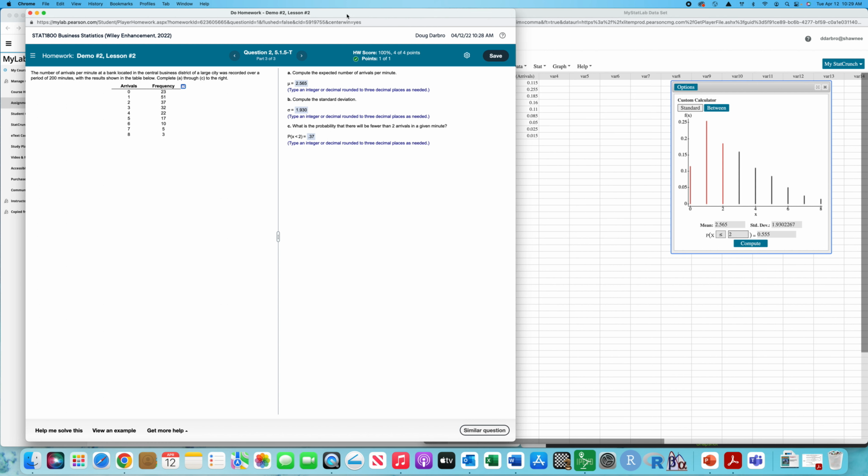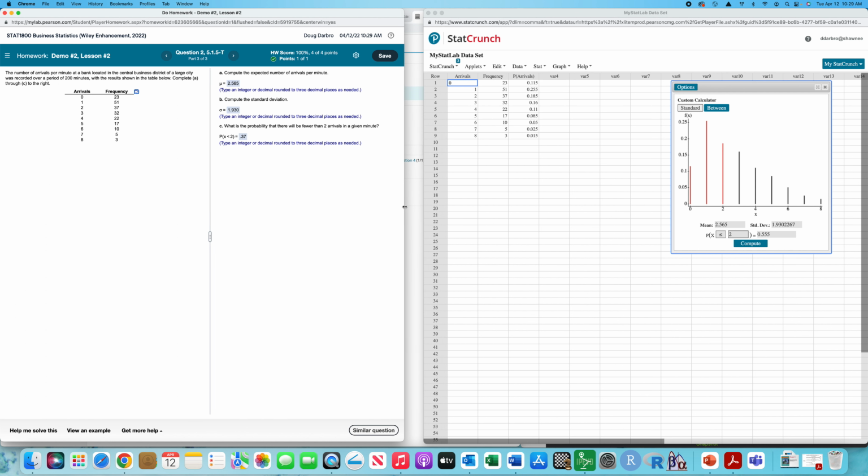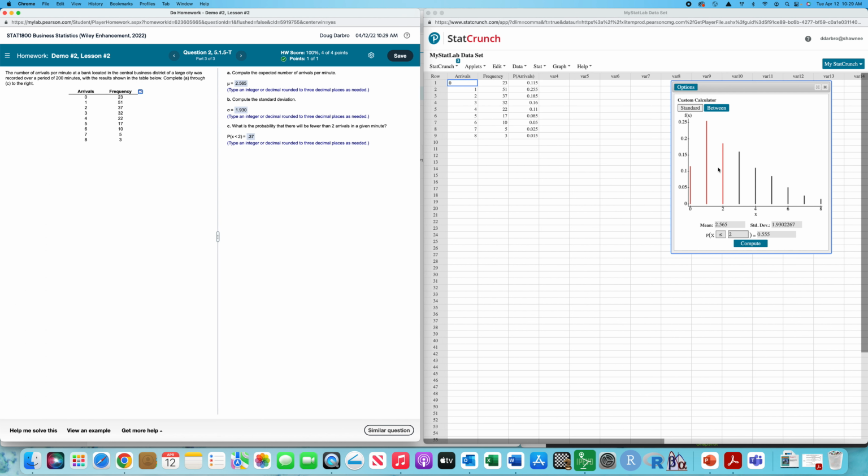So I get a kind of a right tail distribution. Mean of 2.565, which I've entered. Standard deviation of 1.930, which I've entered. And probability X less than 2, different than X less than or equal to 2, is 0.37.